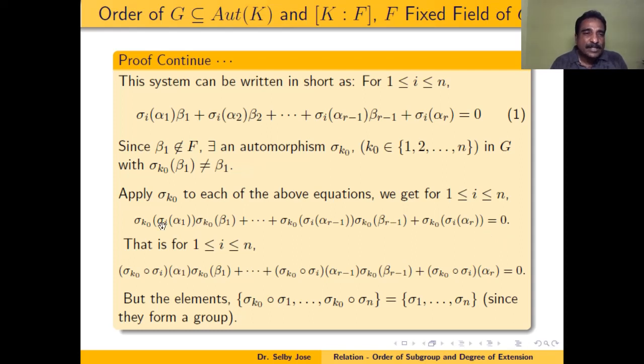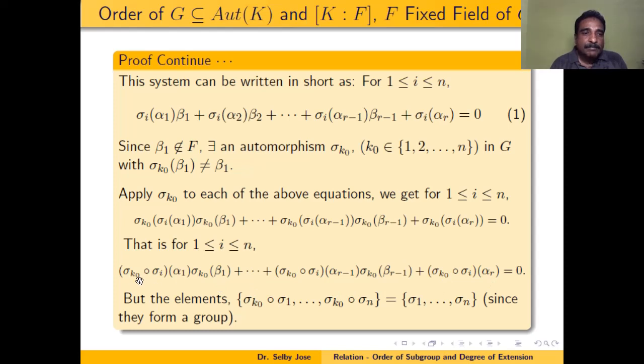So this you can write as sigma k naught composite sigma i. We can write it as sigma k naught composite sigma 1, sigma k naught composite sigma 2, and so on. So the same equation we can write in composite form: for 1 less than or equal to i less than or equal to n, sigma k naught composite sigma i of alpha 1, sigma k naught of beta 1, etc., which is equal to 0.